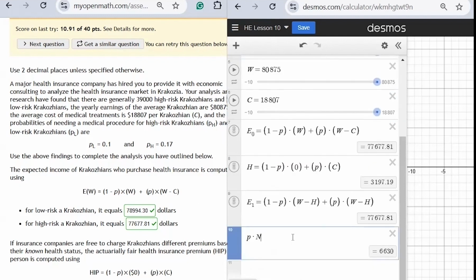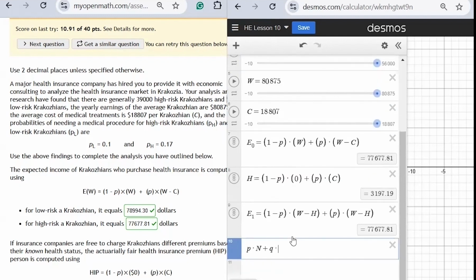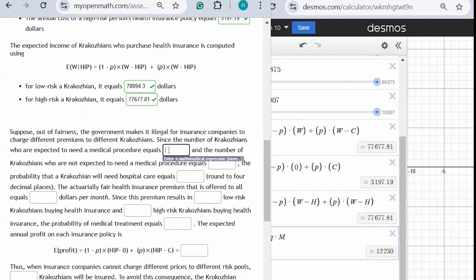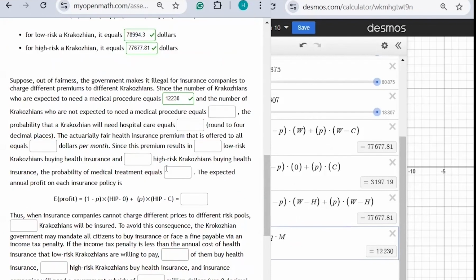What I'm going to do here is add Q times M. So this number is the number of Caucasians that we expect will need the medical procedure. This is 12,230. Press enter to find out if this is the correct answer. It is. What is the number of Caucasians who are not expected to need a medical procedure?